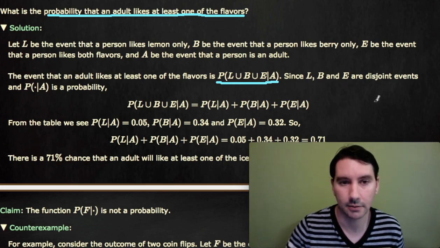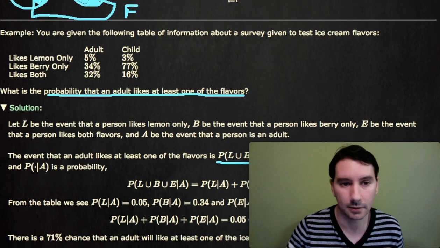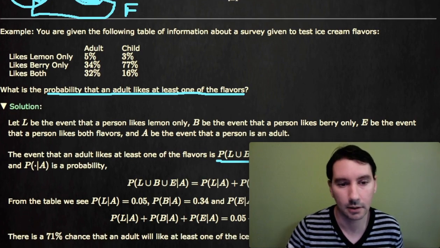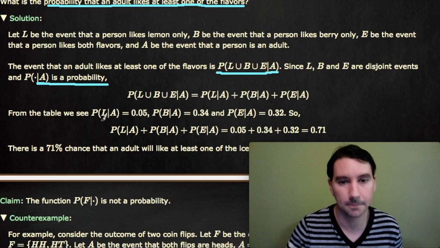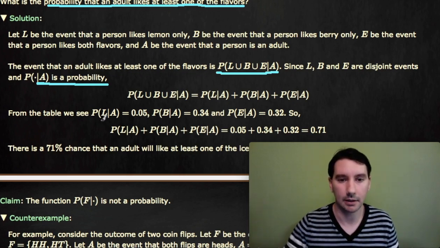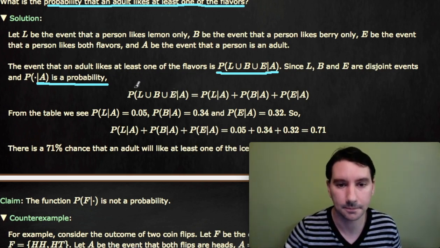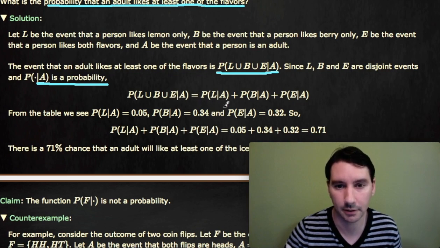Now, L, B, and E are disjoint events, right? So one is lemon only, one is berry only, one is both. And we just showed that if we condition on an event, such as the person's an adult, this is in fact a probability. So the probability of a union of disjoint events is the sum. Therefore, the probability they like lemon only, or berry only, or both is the sum of the probabilities: the probability they like lemon only given they're an adult, plus the probability they like berry only given they're an adult, plus the probability they like both given they're an adult. And these values come from the table.